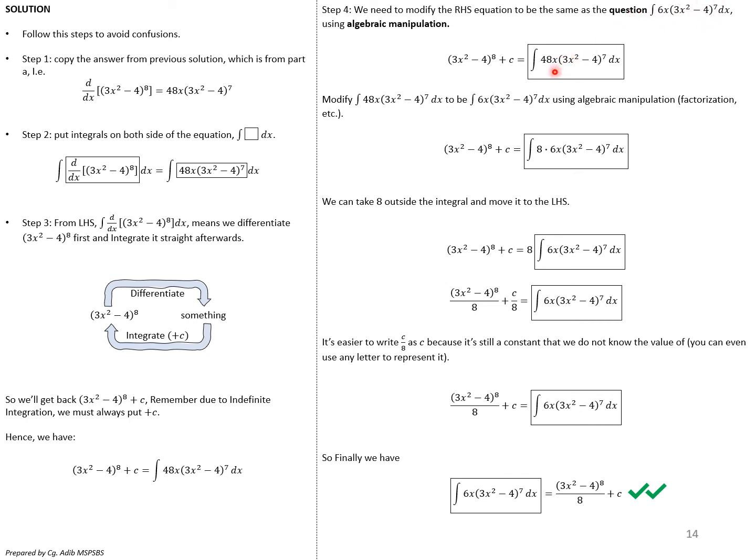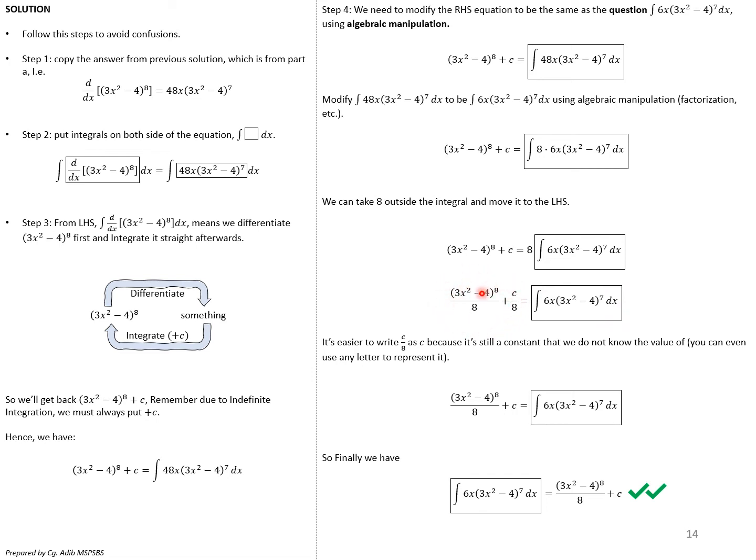So what can you do here? We can separate 48, factorize it becomes 8 times 6. Now you have exactly the same form as the question, but you can move 8 to the other side. So I take 8 out of the integral, then move it to the left hand side, becomes divide. So now I have what the question wants. So this integration, what the question wants, the answer is this one. That's it.